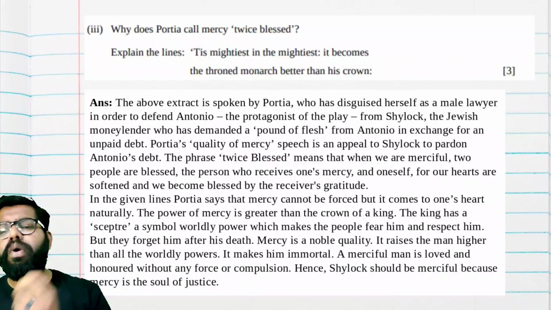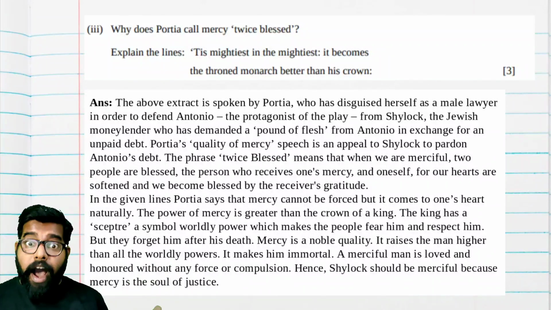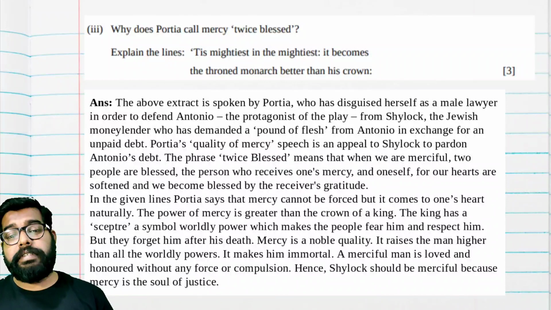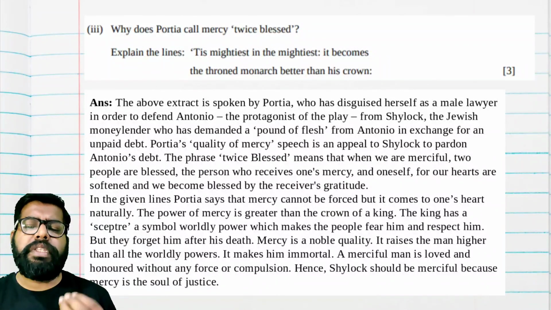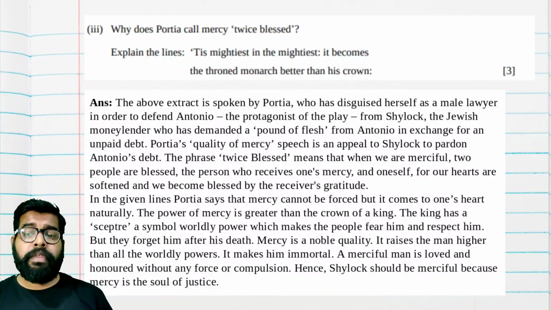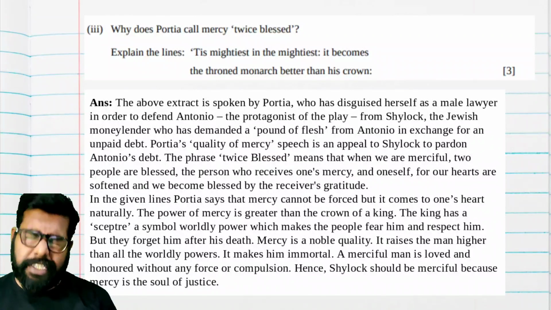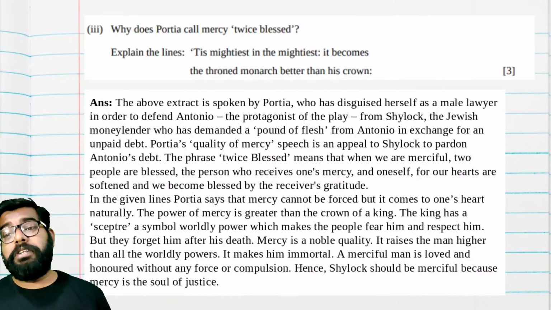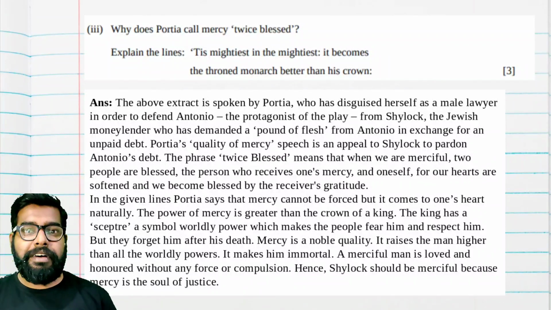Mercy is a noble quality. It raises the man higher than all worldly powers. It makes him immortal. A merciful man is loved and honored without any force or compulsion. Hence, Shylock should be merciful because mercy is the soul of justice. So this is a great explanation to the answer, and you might write this answer in your boards.